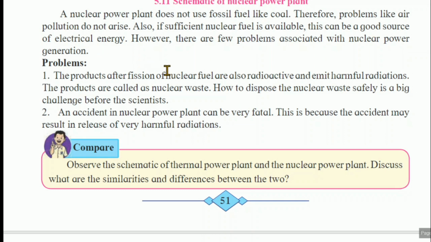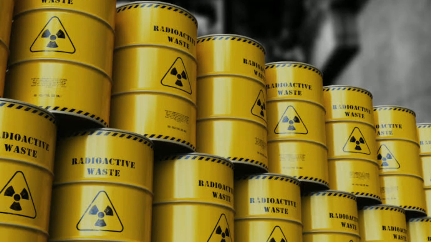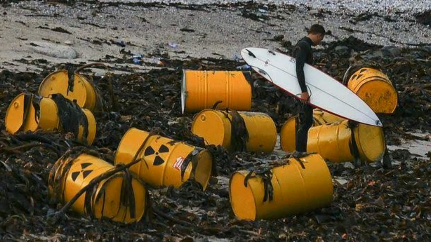After the fission, whatever remaining part there is also emits harmful radiation, and the product is called nuclear waste. All this remaining part is called the nuclear waste. Just as when we burn coal or wood, ash remains and soot particles are formed. Here, whatever remains is called the nuclear waste.